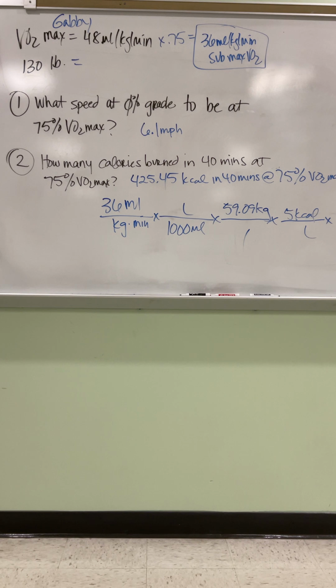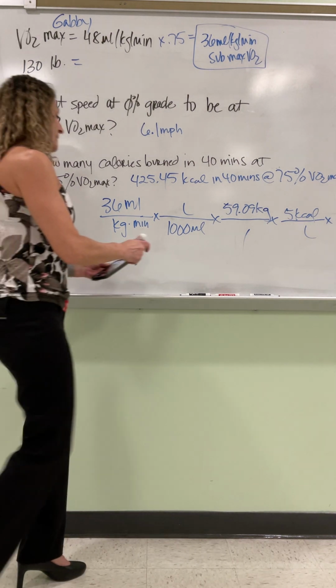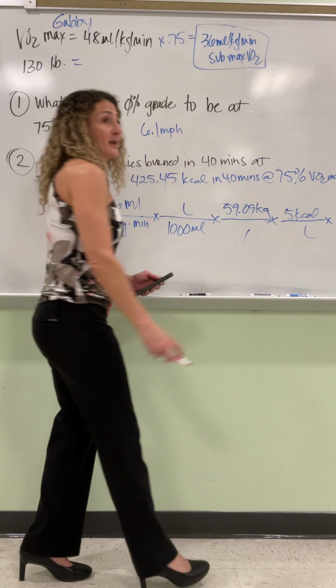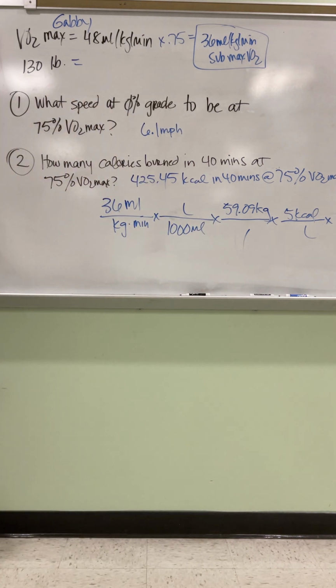Gabby's my client this time. I tested her VO2 max at 48 and told her to train at 75% of that, so I told her to go on the treadmill and run 6.1 miles per hour. She's going to say, but coach, it's a really beautiful day, I'd rather go outside. The problem with going outside is how do we make sure she stays at 6.1 miles per hour? We can't. So in that case, we use heart rate.